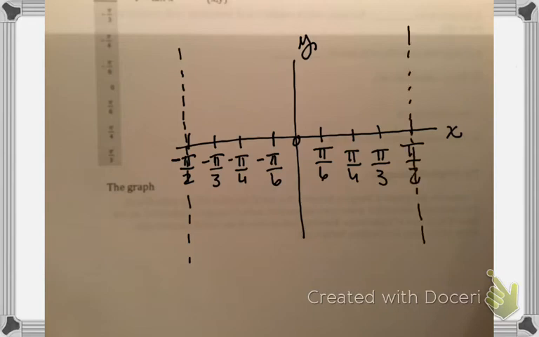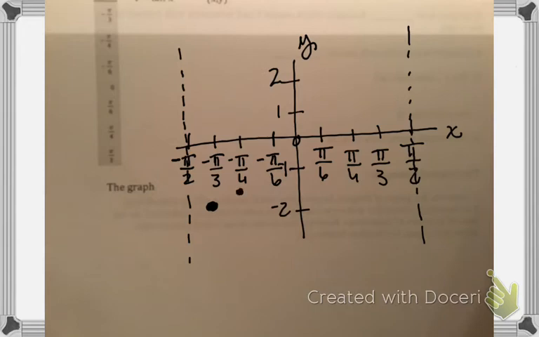That's where tangent is undefined. So I'm going to put in those values that we found. The first value was at negative pi over 3, where I got negative 1.73. I did not put those values in there yet, so let me do that really quick. Okay, so that's going to be somewhere down in here. And then for pi over 4, I got negative 1.